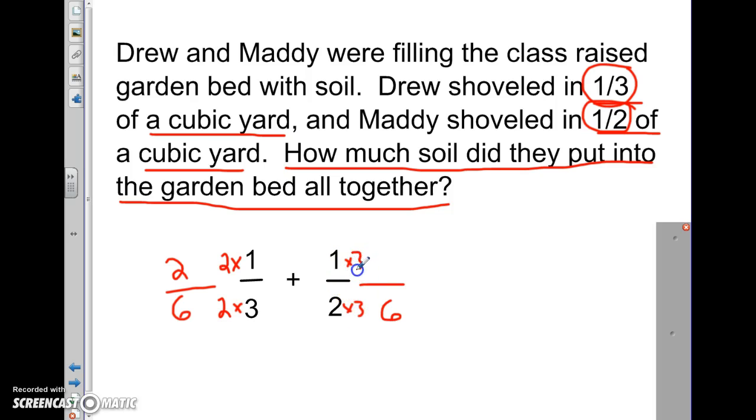Multiply it by 3 as well, right? I have to do the same thing. So again, that means I'm taking this 1/2 and I'm multiplying it by 3/3, which is the same thing as multiplying by 1. I'm not changing the value. 1 times 3 equals 3.